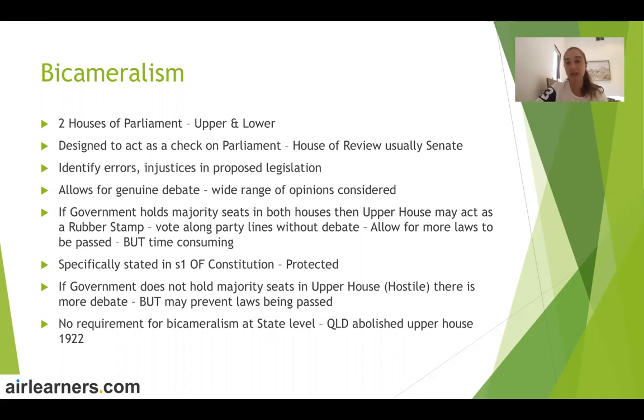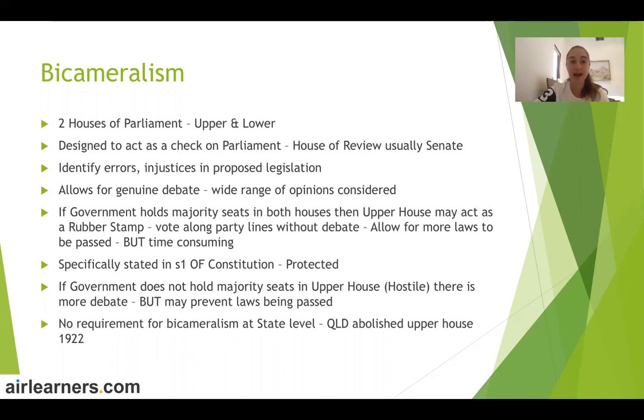So bicameralism is just a fancy word for saying two houses. So the structure of our parliament has a lower and upper house, as we already know. And the purpose of that is to ensure that there's a second house to act as a check on the house which is introducing the legislation to parliament. And because, as we spoke about in the first video, government is formed in the lower house, most of the bills are introduced by the lower house. And so that means that usually the Senate or the Legislative Council acts as a house of review.